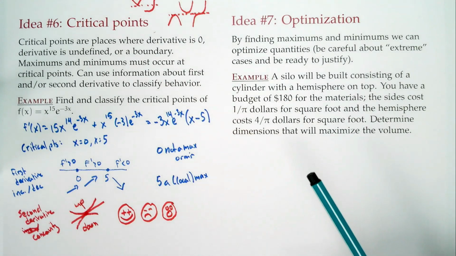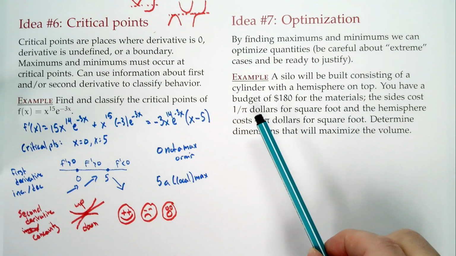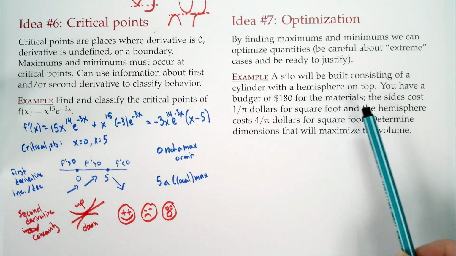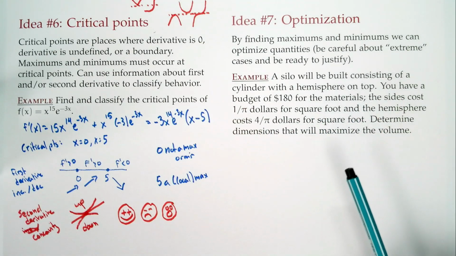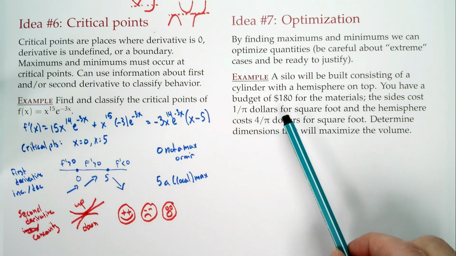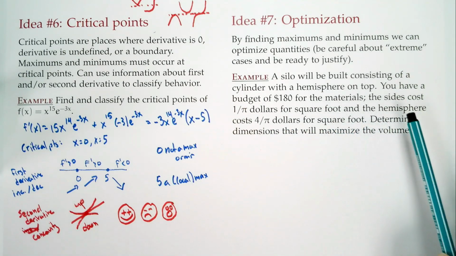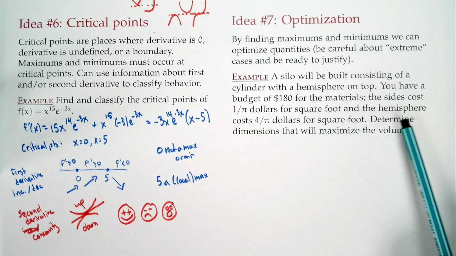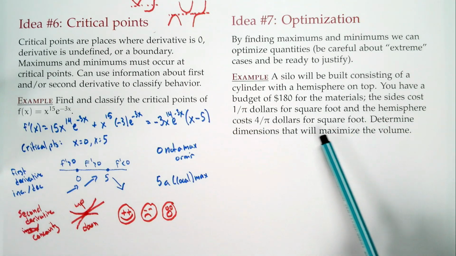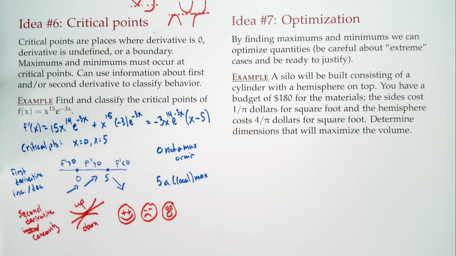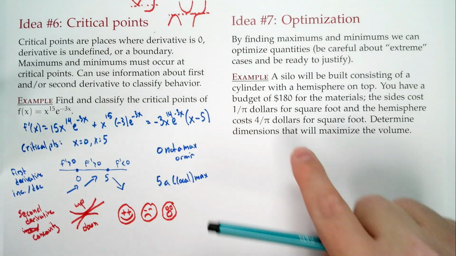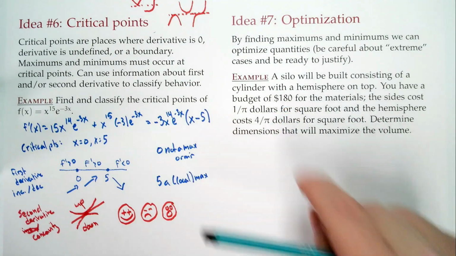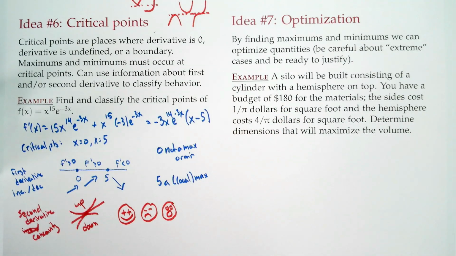So let's do an example. A silo will be built consisting of a cylinder with a hemisphere on top, also known as a silo shape. Now you have a budget of $180 for the materials. The sides cost 1 over pi dollars per square foot, and the hemisphere costs 4 over pi dollars per square foot. What are the dimensions that will maximize the volume? See, there's a constraint. We don't have infinite dollars, so we can't build an infinitely big silo.